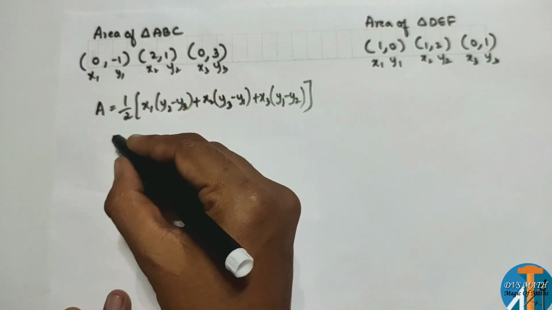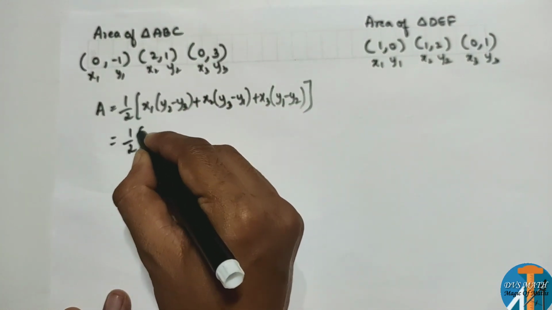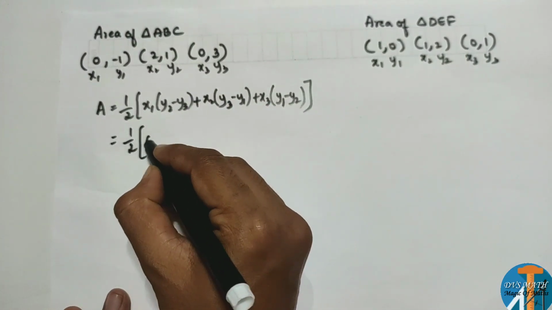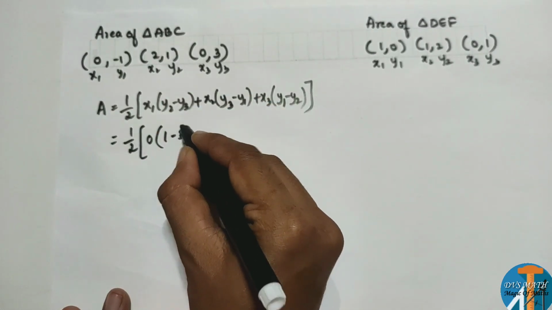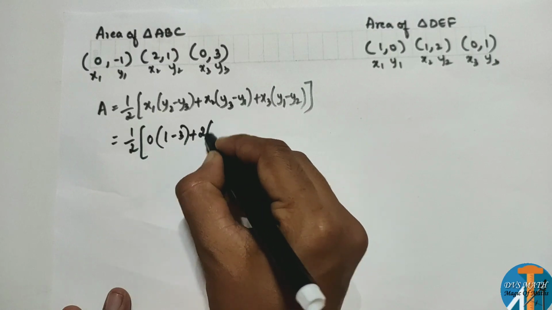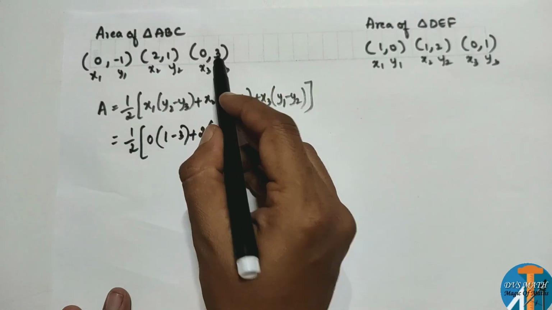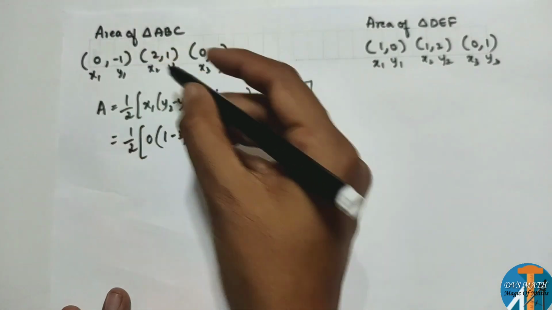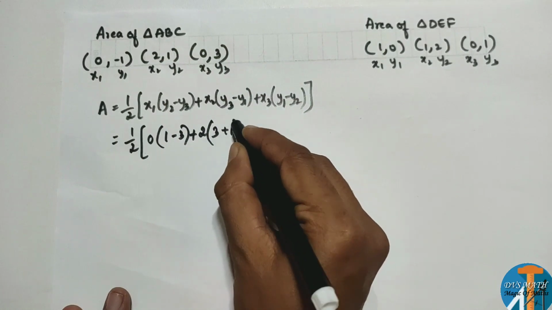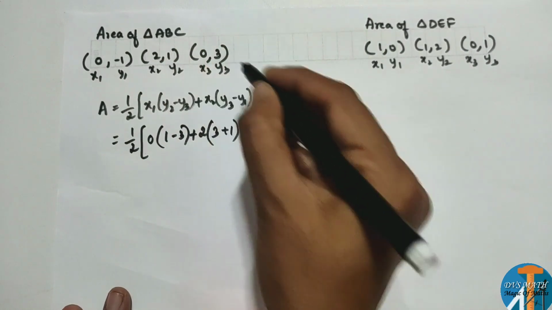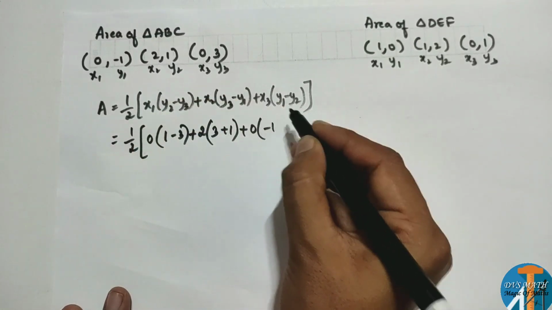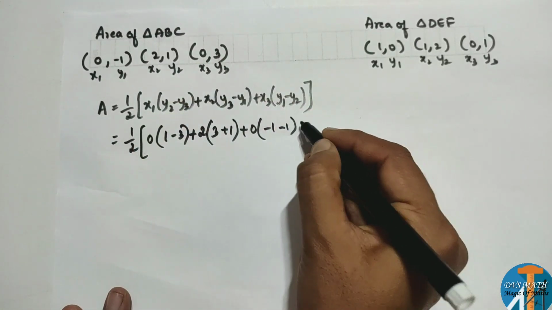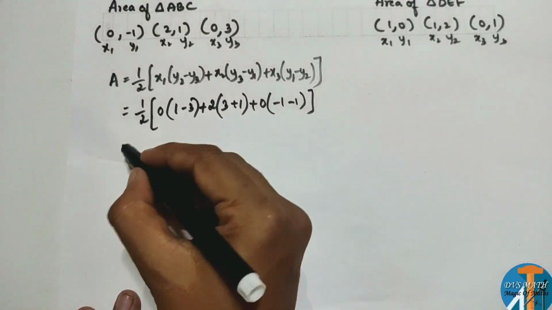So now let us substitute. Half will be as it is. What is x1? 0, times (y2 minus y3), that is 1 minus 3, plus x2, which is 2, times (y3 minus y1), that is 3 minus minus 1, and minus into minus is plus. Plus what is x3? 0, times (y1 minus y2), that is minus 1 minus minus 1. Okay.